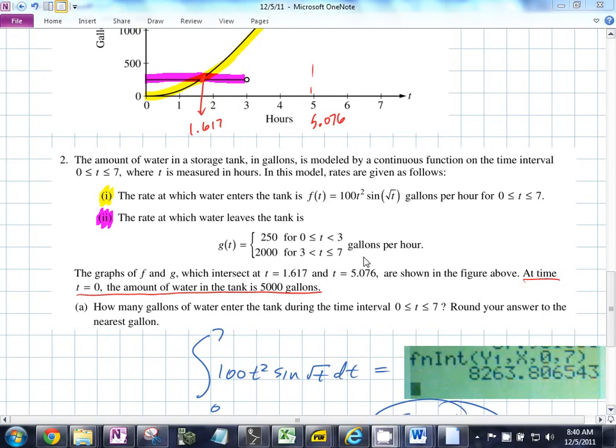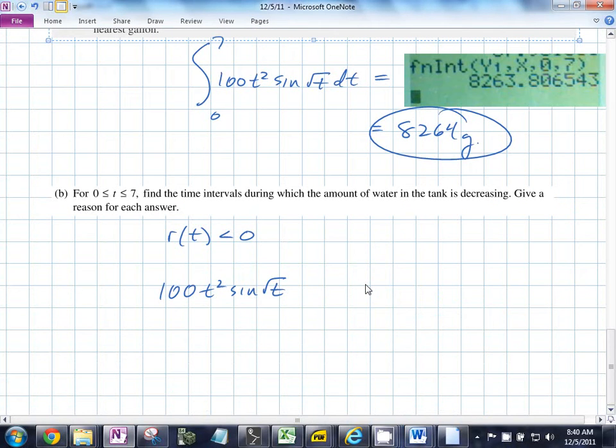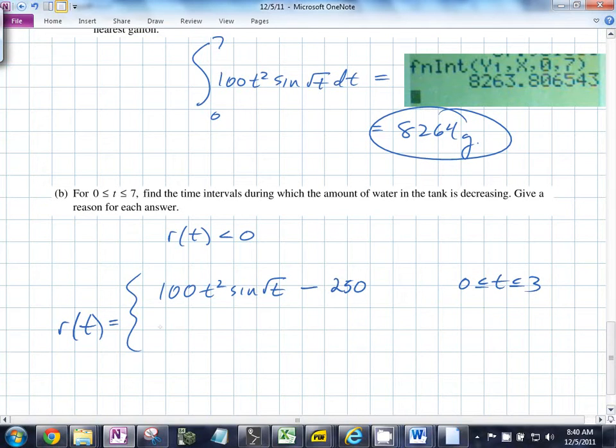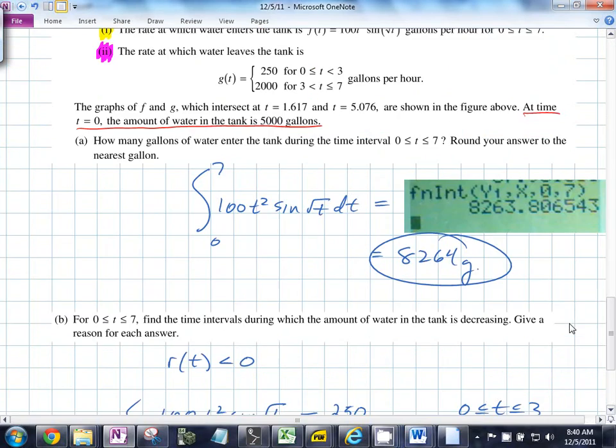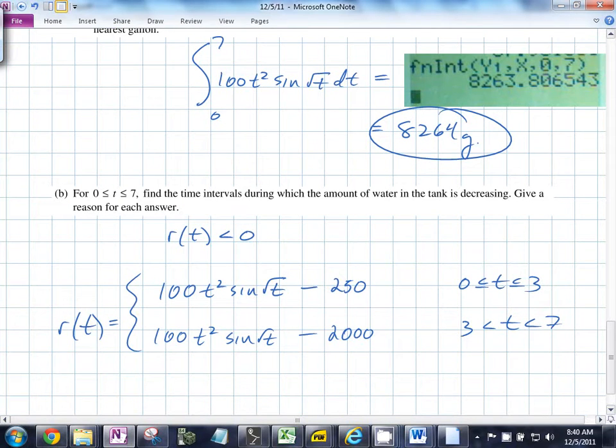So r of t is going to be defined in two ways, right? It's going to be that minus what from 0 to 3? Minus 250 from 0 to 3, and the other one's going to be 100 t squared sine root t minus what? Is it 2,000? Yeah. 2,000 from 3 to 7. So those are the rates.